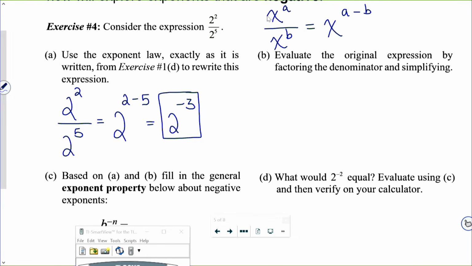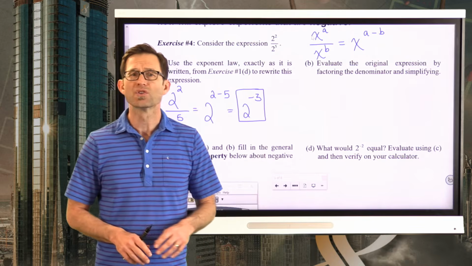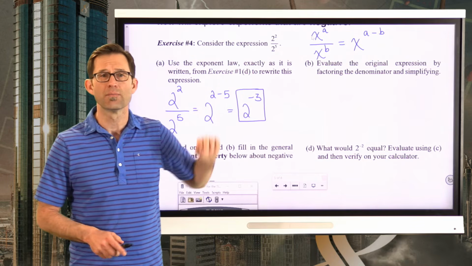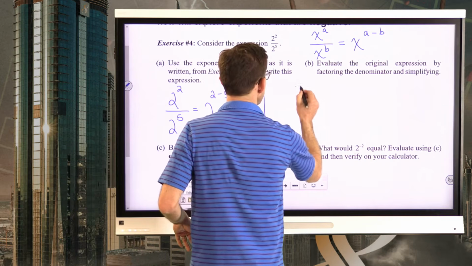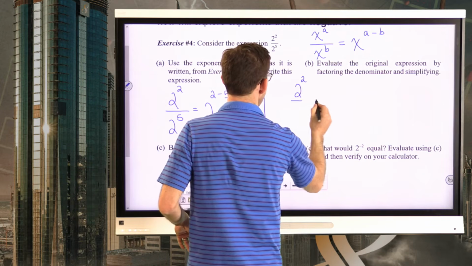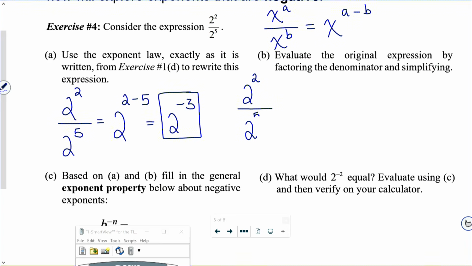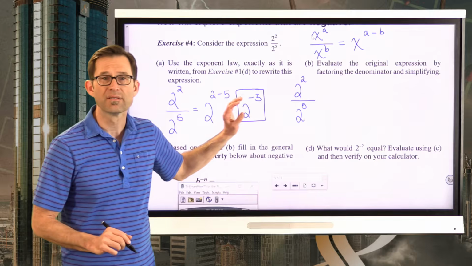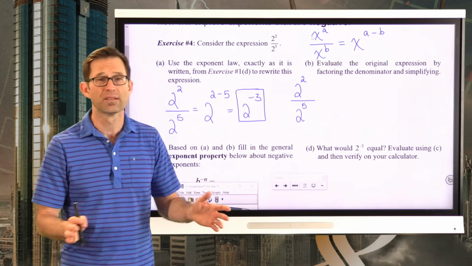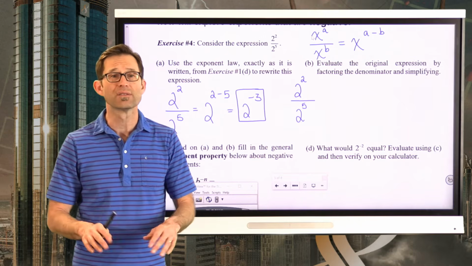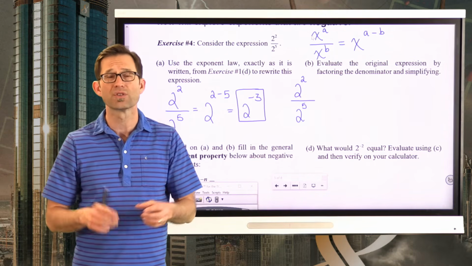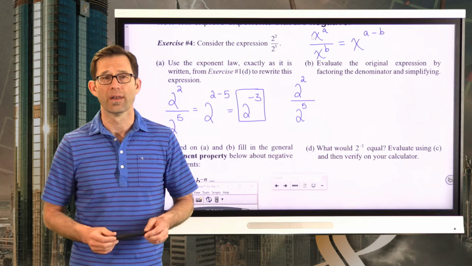So now let's take a look at letter B. Evaluate the original expression by factoring the denominator and simplifying. Why don't you go ahead and do that? We did this in the previous lesson, when we had the power in the denominator larger than the power in the numerator. Why don't you go ahead and simplify that? All right, and let's see what we get. And again, you can leave it as something involving 2 raised to a power, but why don't you go ahead?